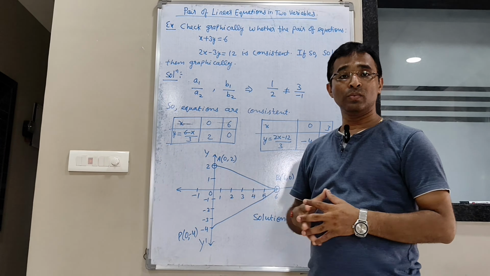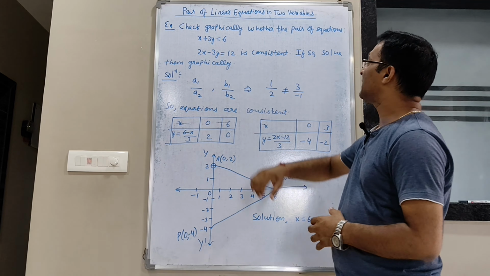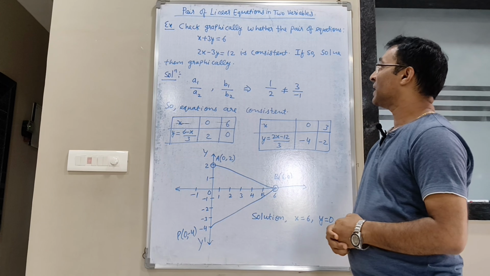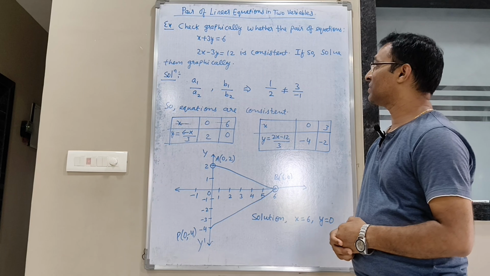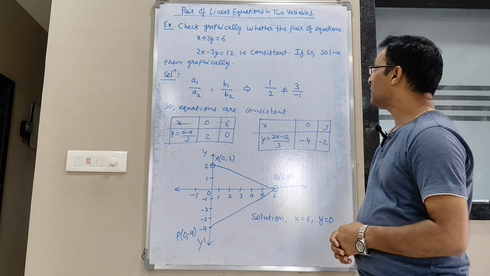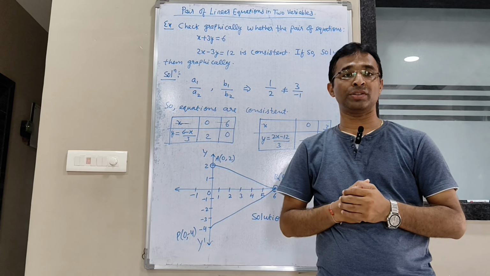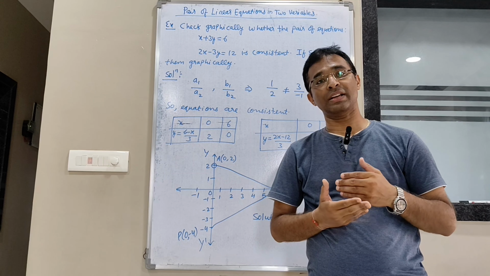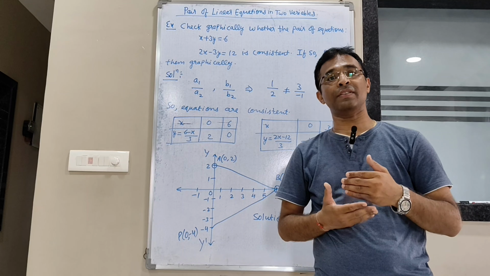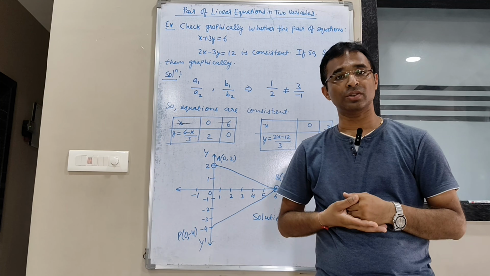Now to understand more, we are taking an example. Check graphically whether the pair of equations x plus 3y equals to 6 and 2x minus 3y equals to 12 is consistent. If so, solve them graphically. So there are two parts in the question. First part is to check whether the equations are graphically consistent or not, and if it is consistent, then we need to solve the equations too.